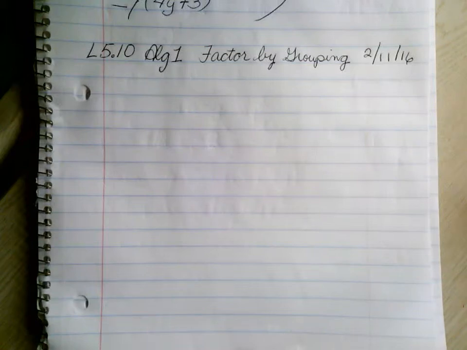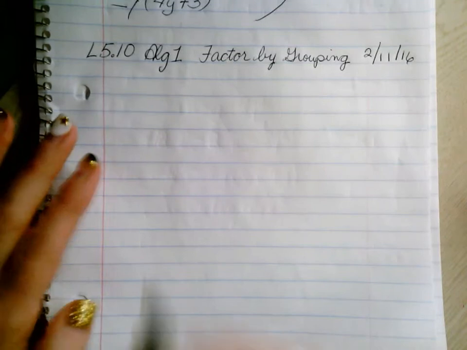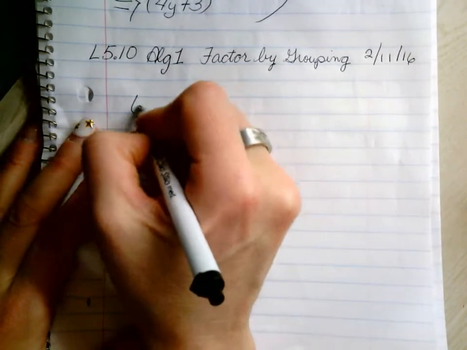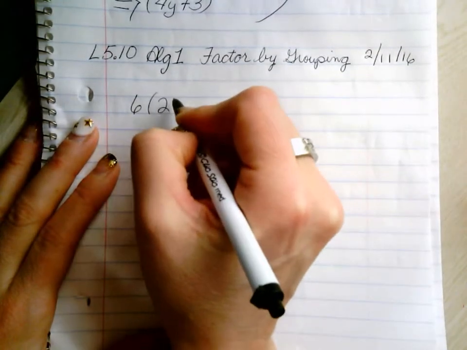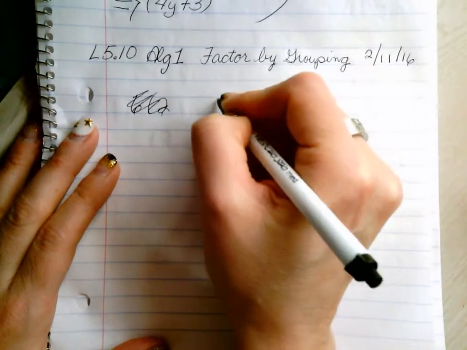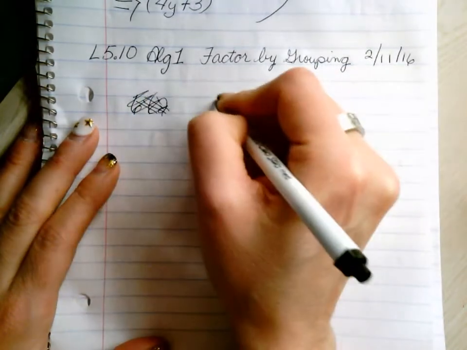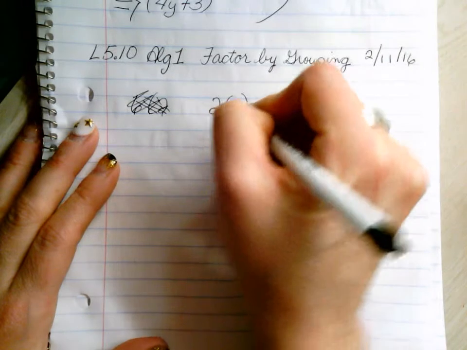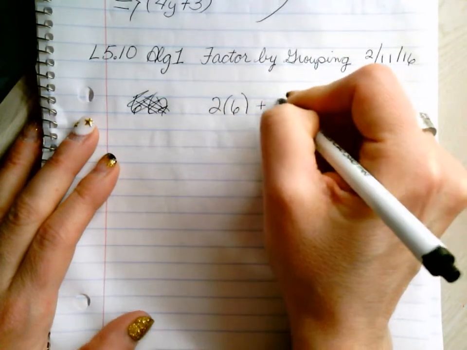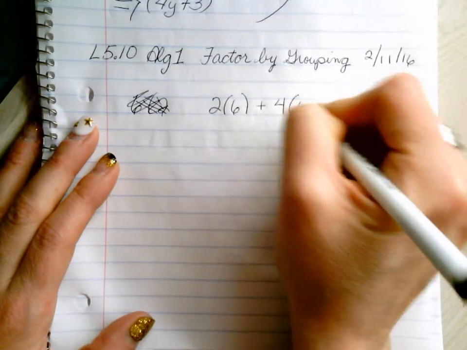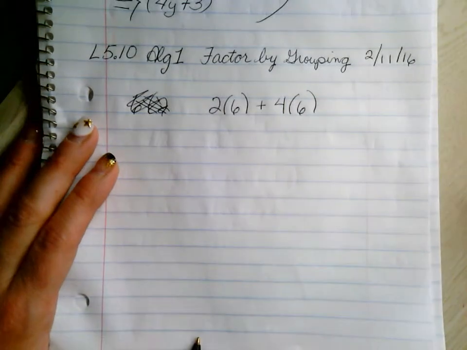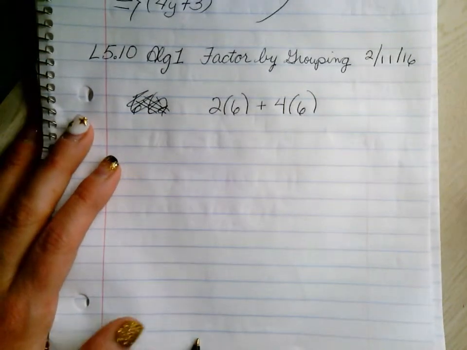Factoring by grouping is, again, what we've been doing above. And I want to show you an example of numeric uses of this. 2 times 6 plus 4 times 6. Okay? 2 times 6 plus 4 times 6.